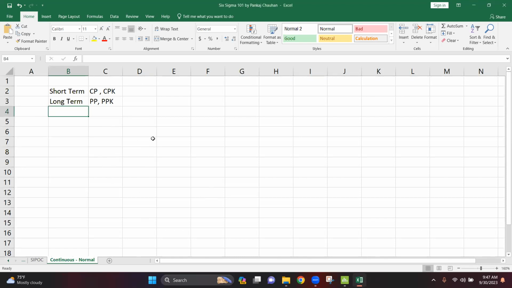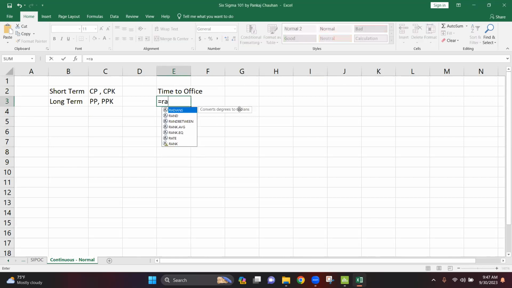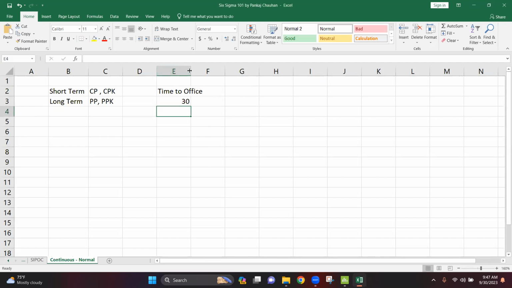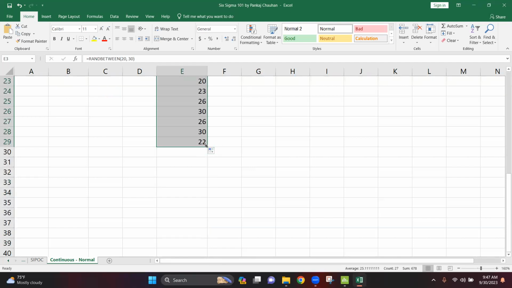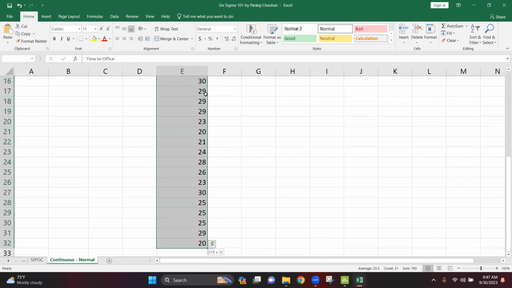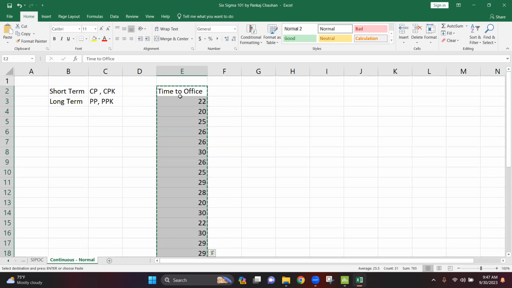Now, suppose I generate some random data. Maybe you are looking at a process, let's say time to office: how much time you take to reach the office, and suppose it's normally distributed. You take not less than 20 minutes, but not more than 30 minutes to reach the office. You have collected your data for the last 30 days, and based on these 30 days of data, you are trying to find your process capability if your data is normally distributed.